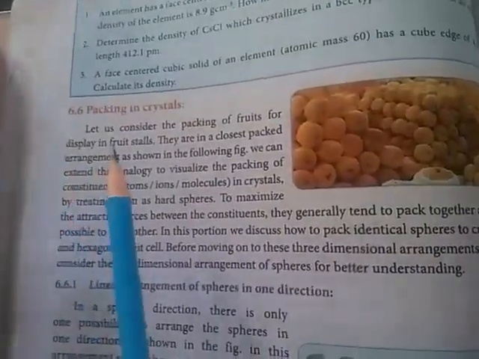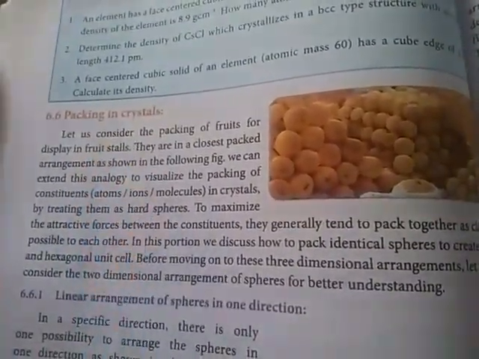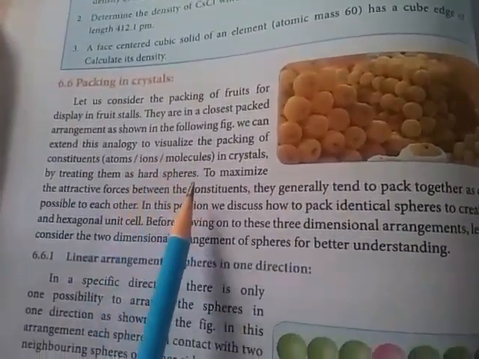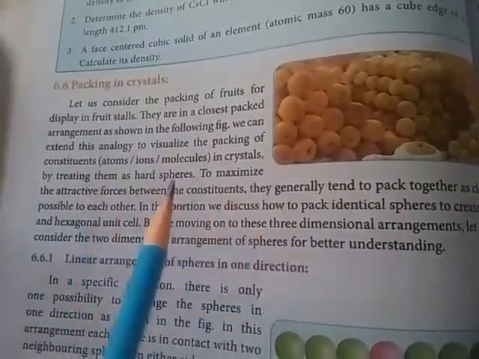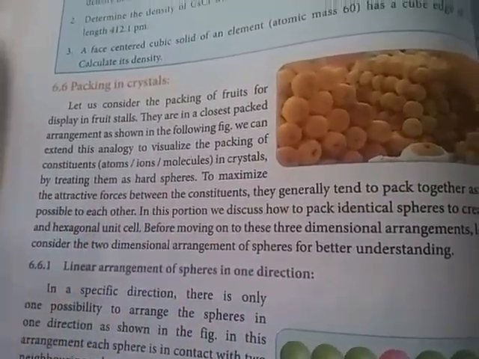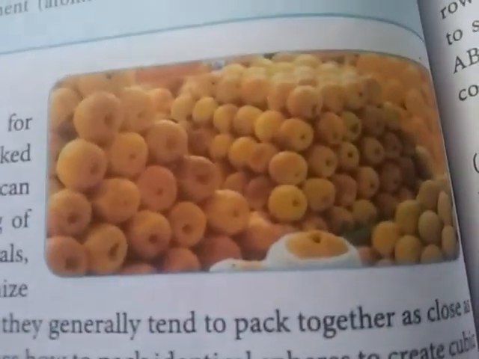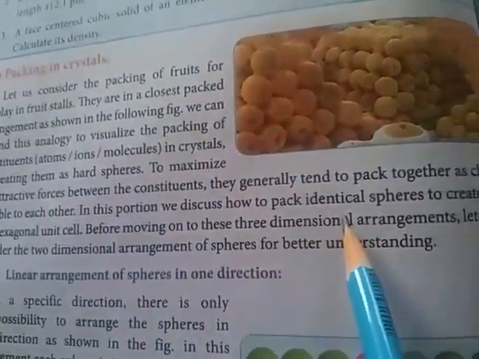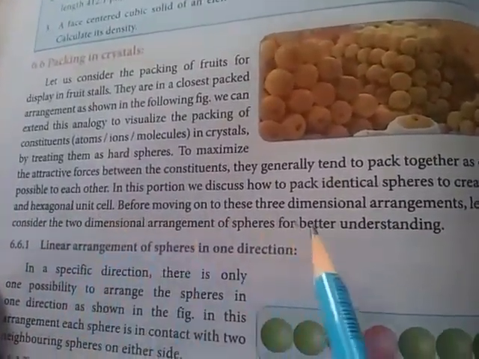We are going to see how a crystal is packed. We know already that it is made up of atoms or ions or molecules. And if we consider it as a hard sphere, it should be packed together, so the attractive forces should be maximum and the packing should be close. So here, how to pack identical spheres to create cubic and hexagonal unit cells.